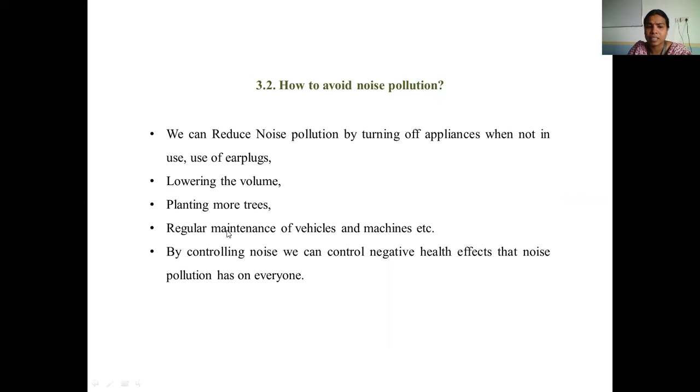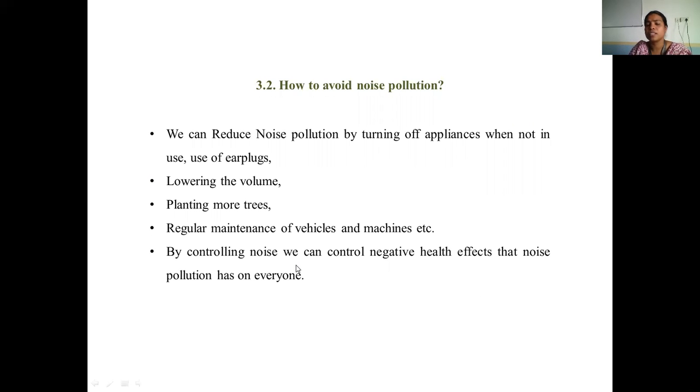You can plan for any greenery. Regular maintenance of your vehicles, whether it is a two-wheeler, four-wheeler or other machines, should be there. Otherwise, after some period of time, if it is not properly maintained, it will start creating some noises, so that leads to noise pollution.